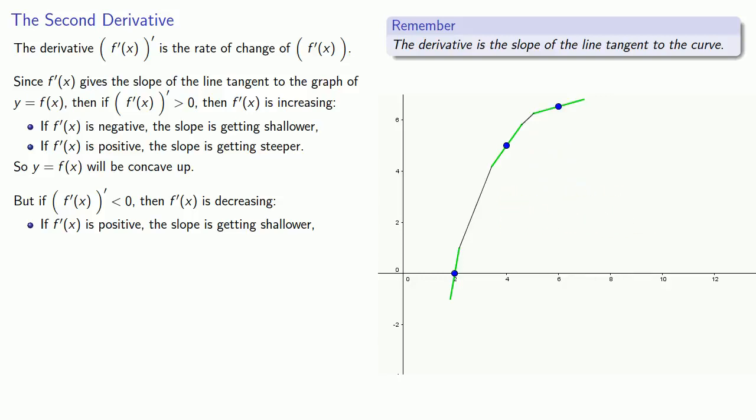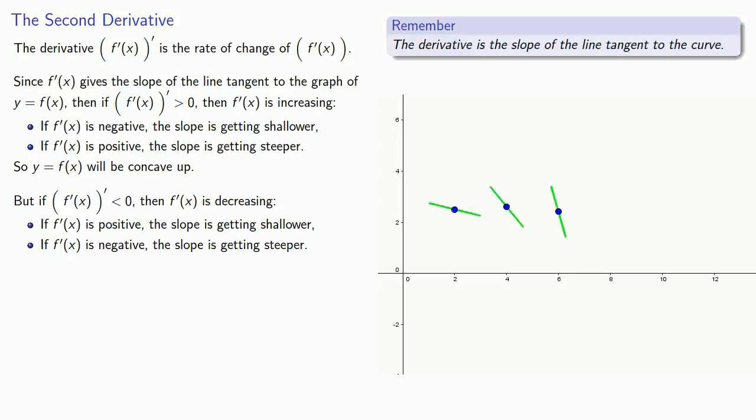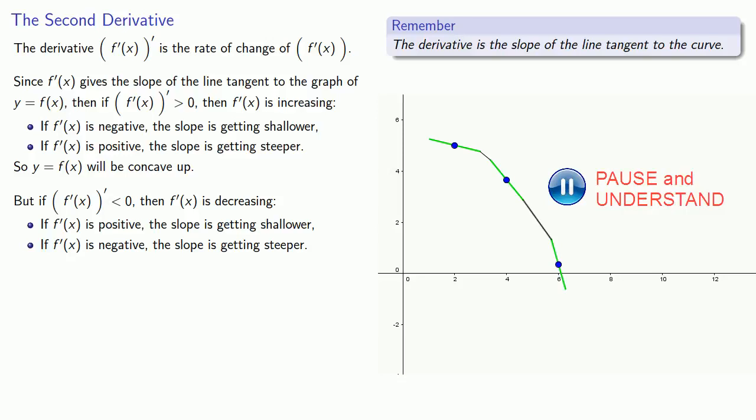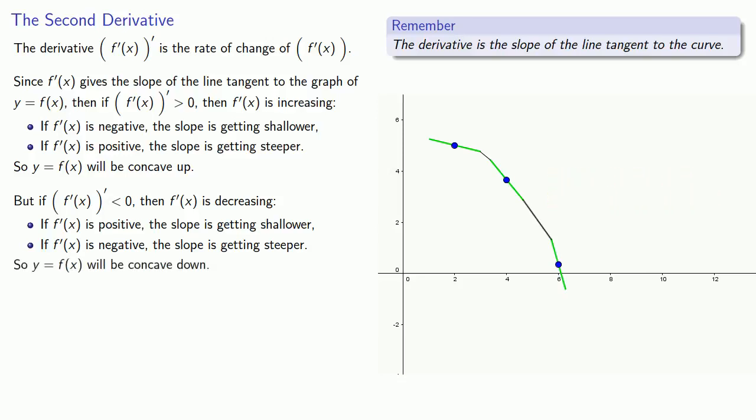And if f prime is negative, my tangent line has a negative slope, so it'll look something like this. And if it's decreasing, then the slope is getting steeper. And my graph will look something like this. And overall, y equals f of x will be concave down.